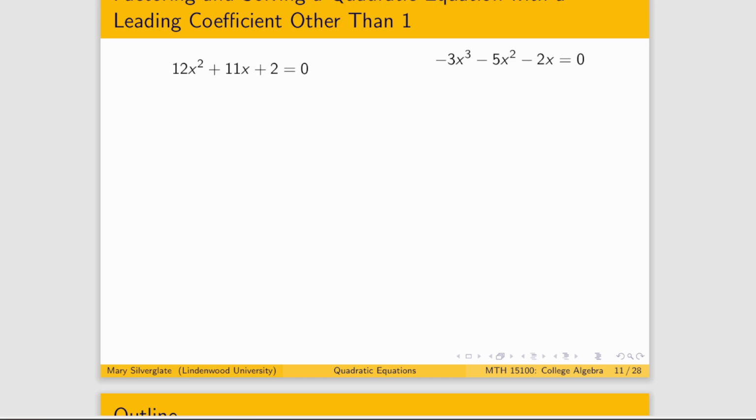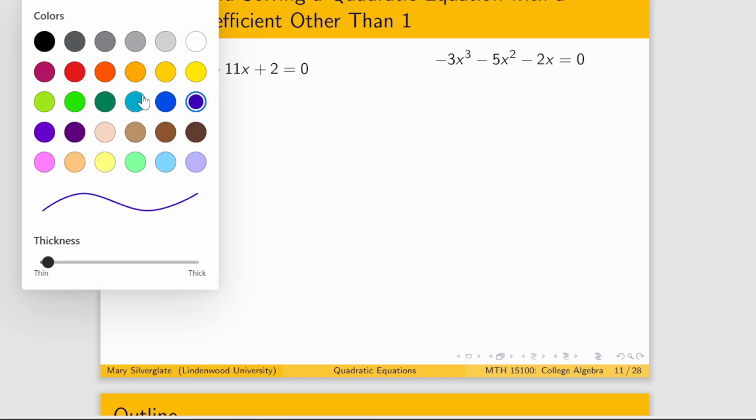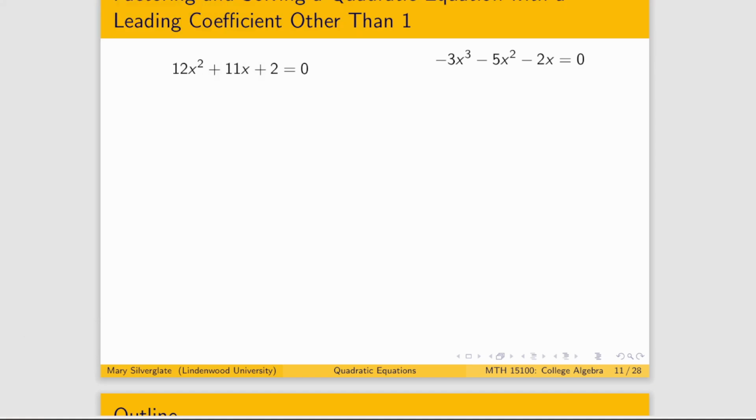I want you to pause the video and go ahead and try this next one yourself before I go over it. Welcome back. Let's go ahead and go over how to factor this. So first we want to ask ourselves, is there something I can pull out from all three terms? 12, 11, and 2 unfortunately don't have any factors in common.